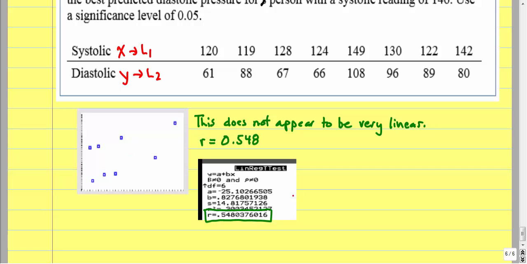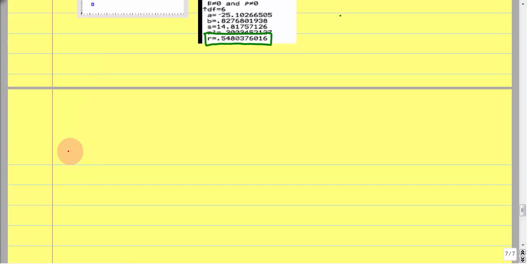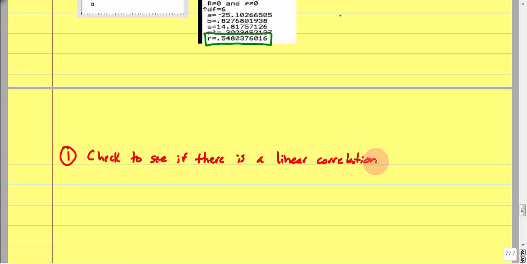Okay, to get started, we need to check to see if the two variables are related. So, first step: we want to check to see if there is a linear correlation between systolic and diastolic blood pressure.